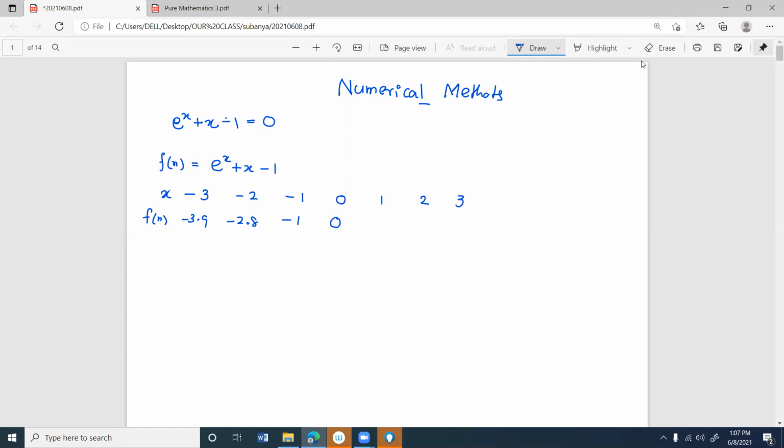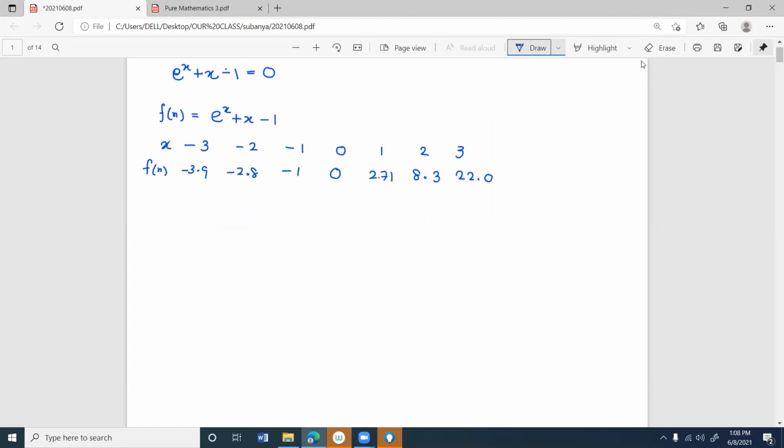Then again 2.71, 8.3, and 22 point something, 22.0. Then if I plot this graph, here is what you can understand.